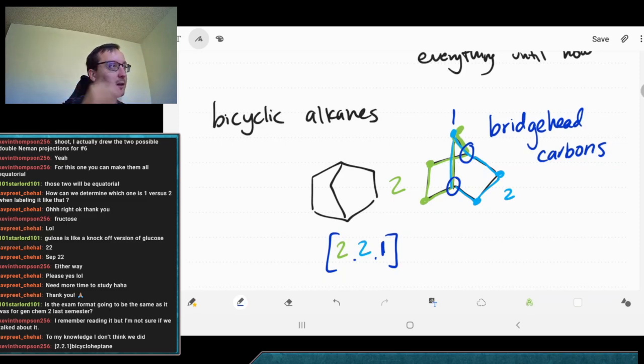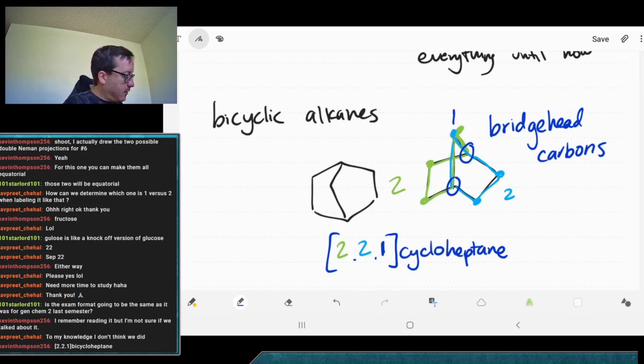And we're going to want to number these. We want to see how many carbons we have all together that are part of both rings. So for this one, we're going to see that this will be a cycloheptane. We have 7 carbons total in the structure.